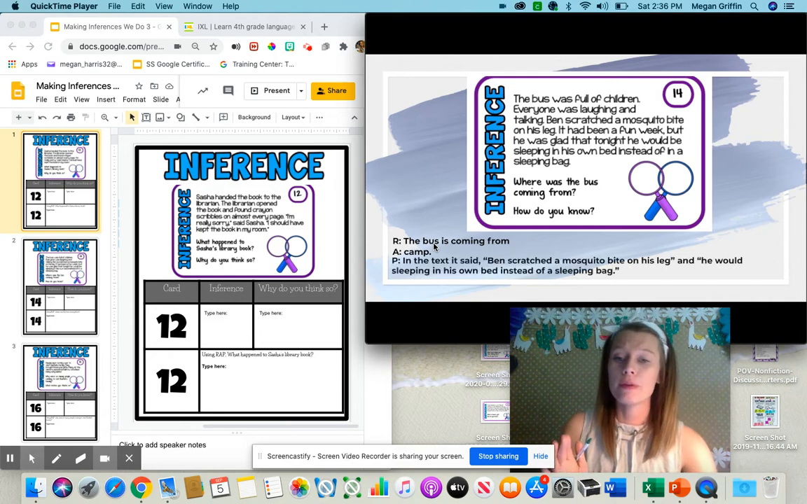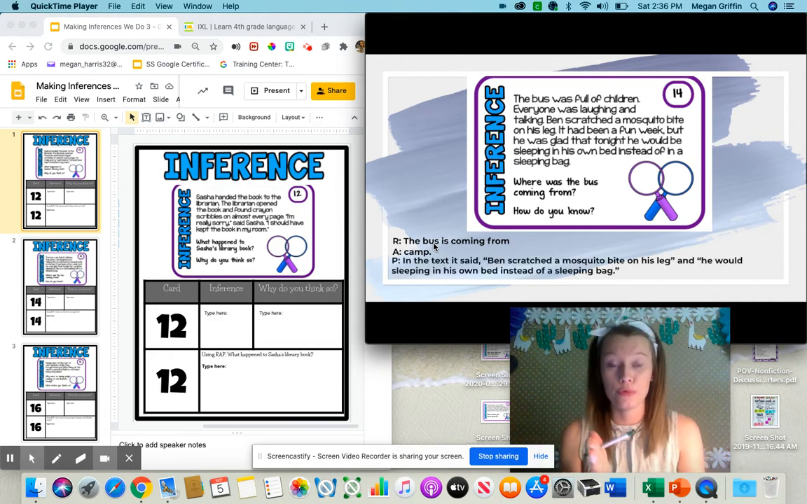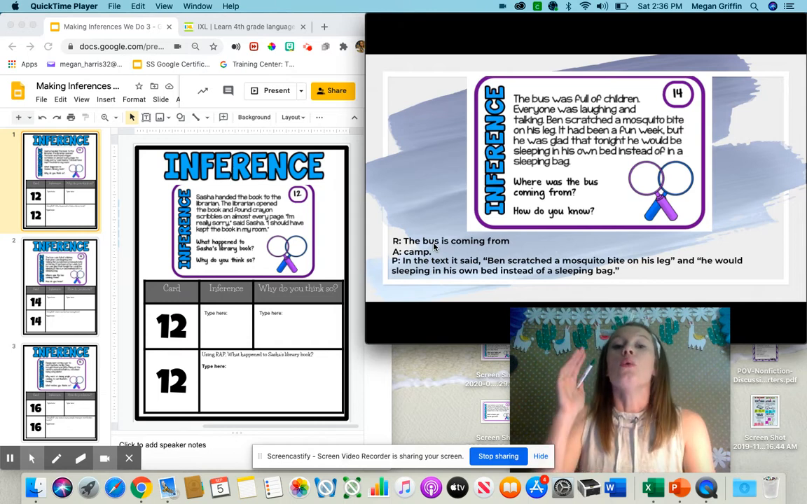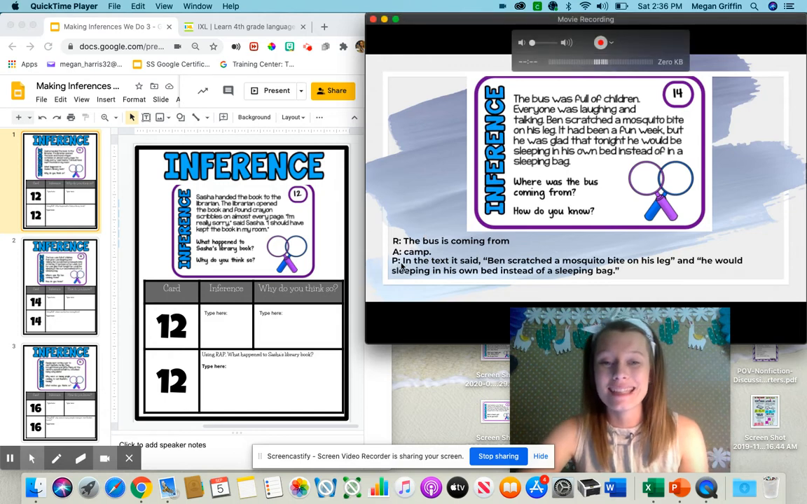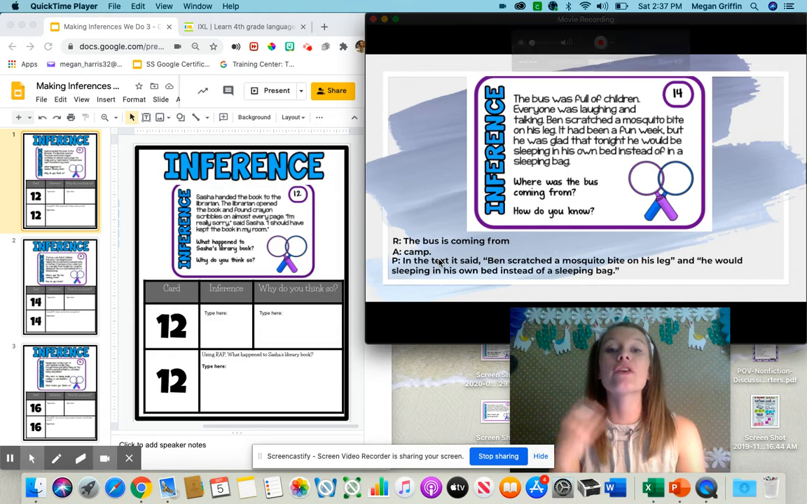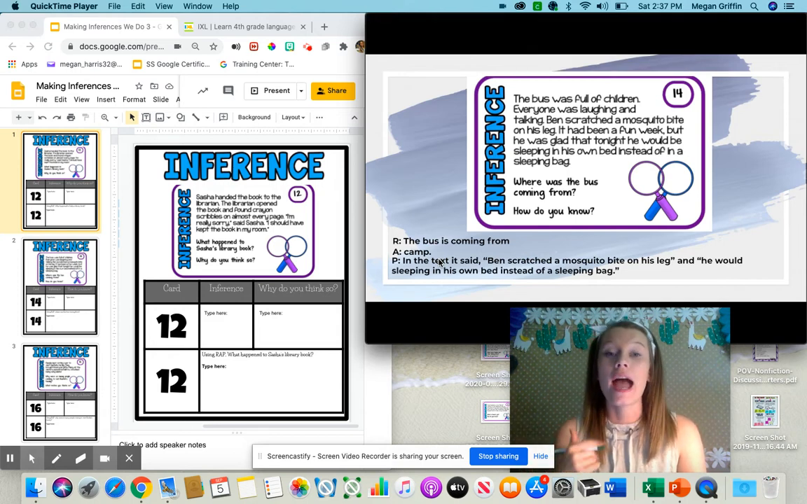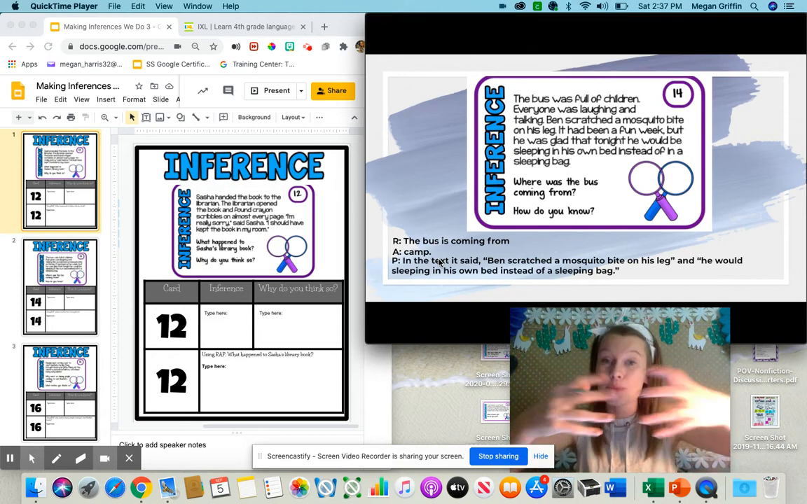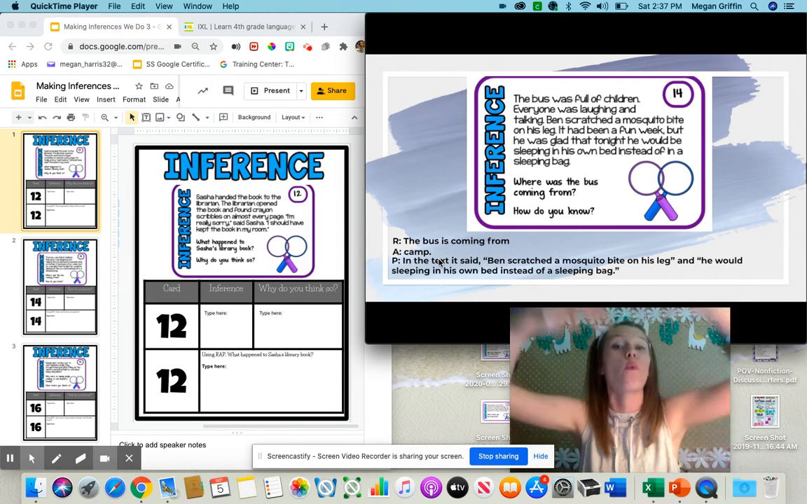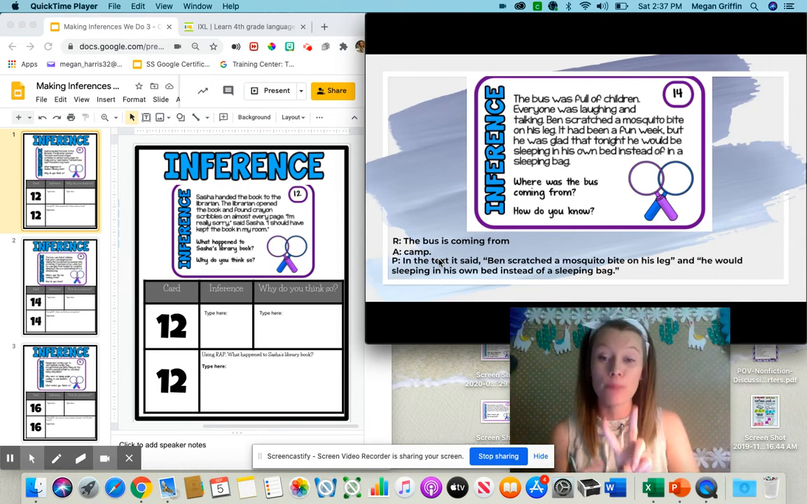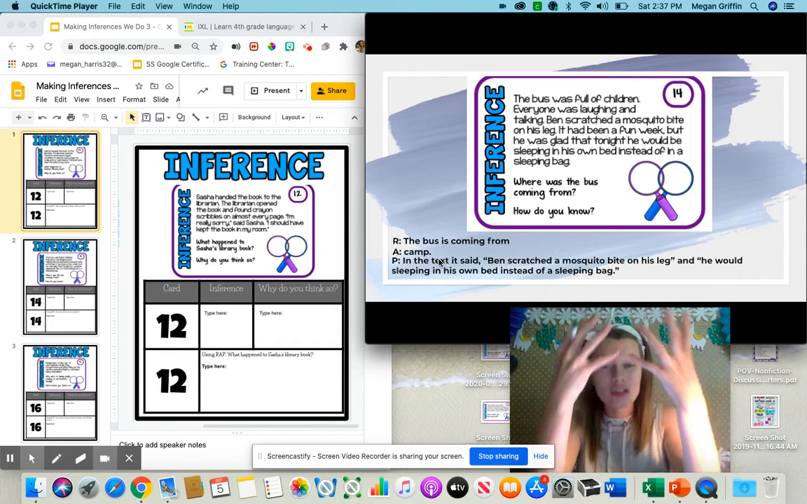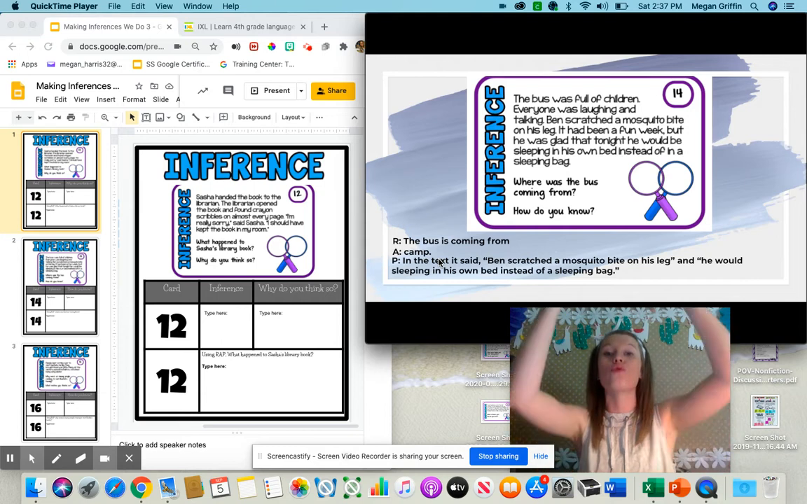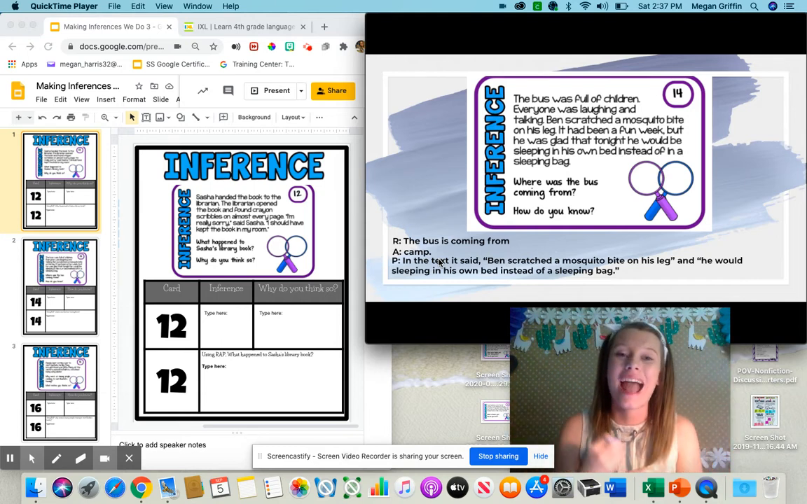Now, remember, we've talked about this. When we use the P, to prove, we are doing 2 things. The first thing we are doing is always having a sentence stem. In the text, it said. This tells whoever is reading your work that whatever they're going to read next came straight word for word from the passage. And that's part 2, right? We say in the text it said, and part 2 is I actually pull from the text. So I'm going to pull word for word exactly how the author wrote it.